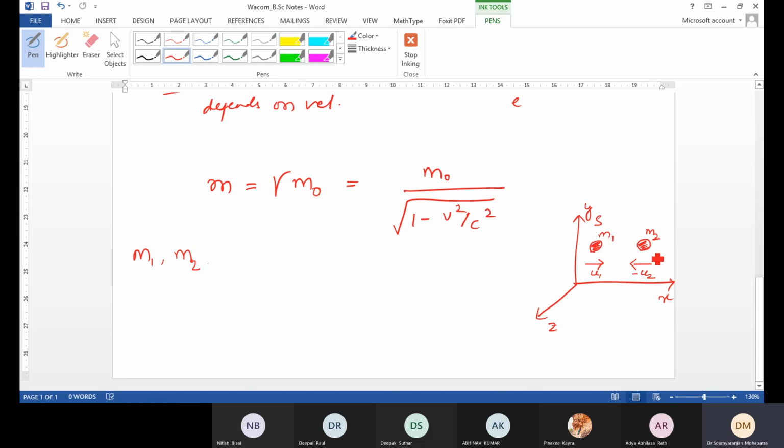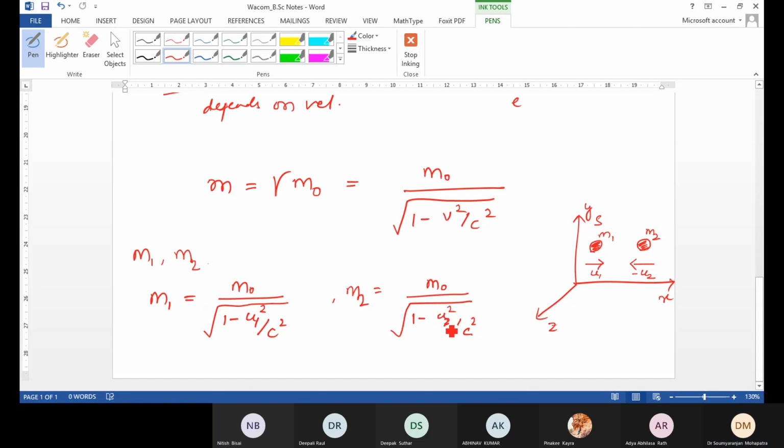You can say the word is close to the speed of light, but don't say it is with the speed of light, because till now experimentally it has not been proved. So anything moving close to the speed of light, a relativistic correction factor will come. So now my m1 will become what? It is m naught divided by the square root of 1 minus u1 square by c square. Similarly, m2 will become m naught divided by the square root of 1 minus u2 square by c square.